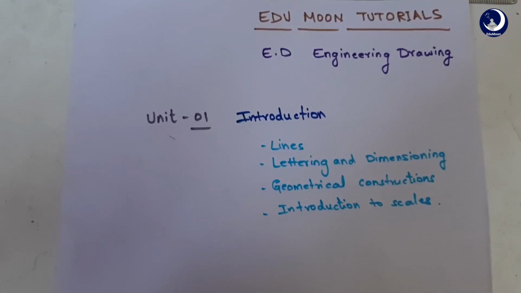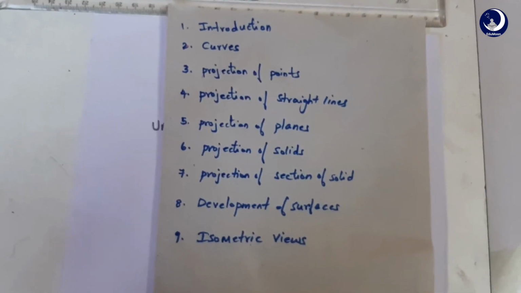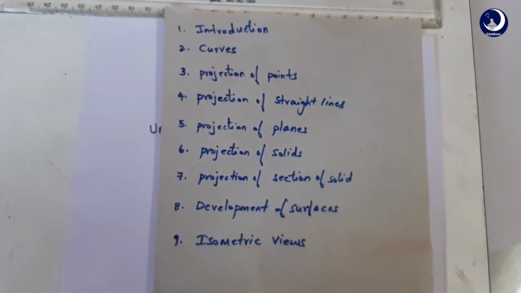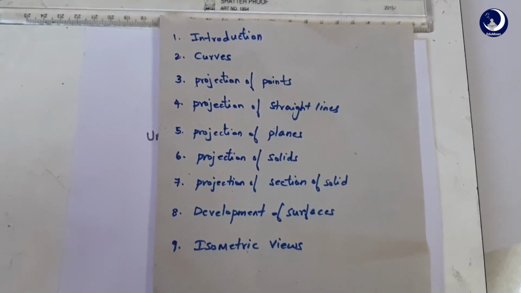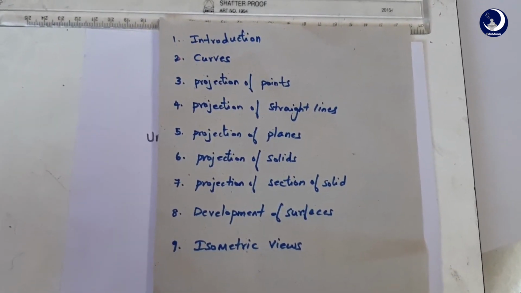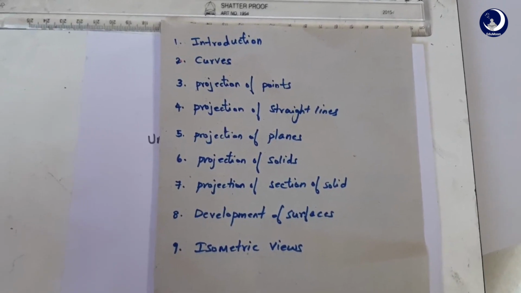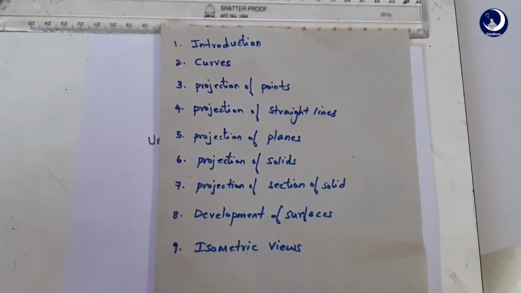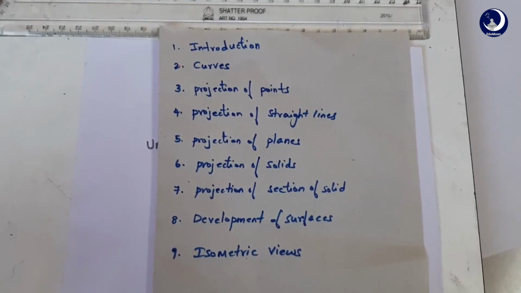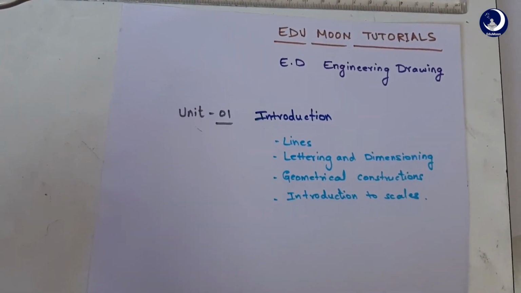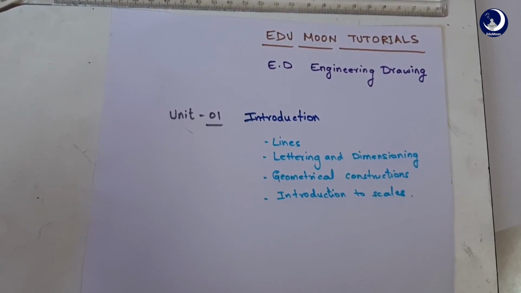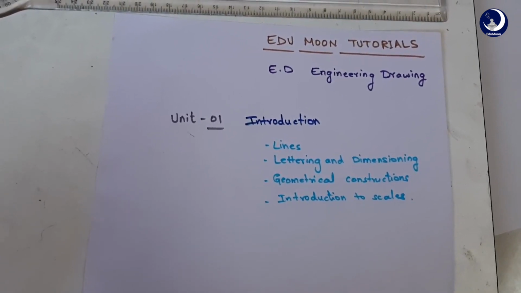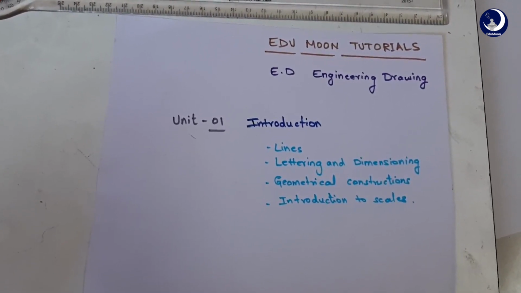In this subject, we have 9 units. They are Introduction, Curves, Projection of Points, Projection of Straight Lines, Projection of Planes, Projection of Solids, Projection of Section of Solids, Development of Surfaces, and Isometric Views. In Unit 1, Introduction, the subtopics are Lines, Lettering and Dimensioning, Geometrical Constructions, Introduction to Scales.